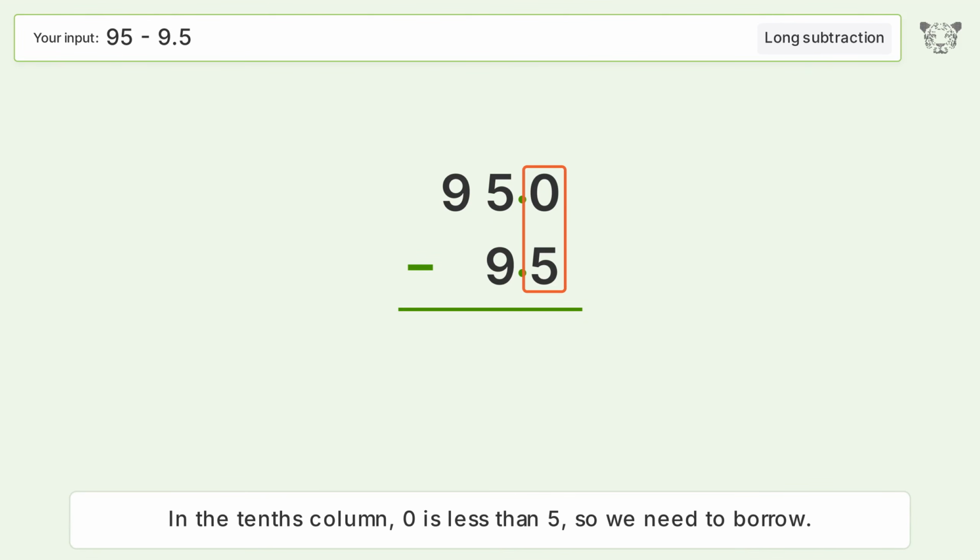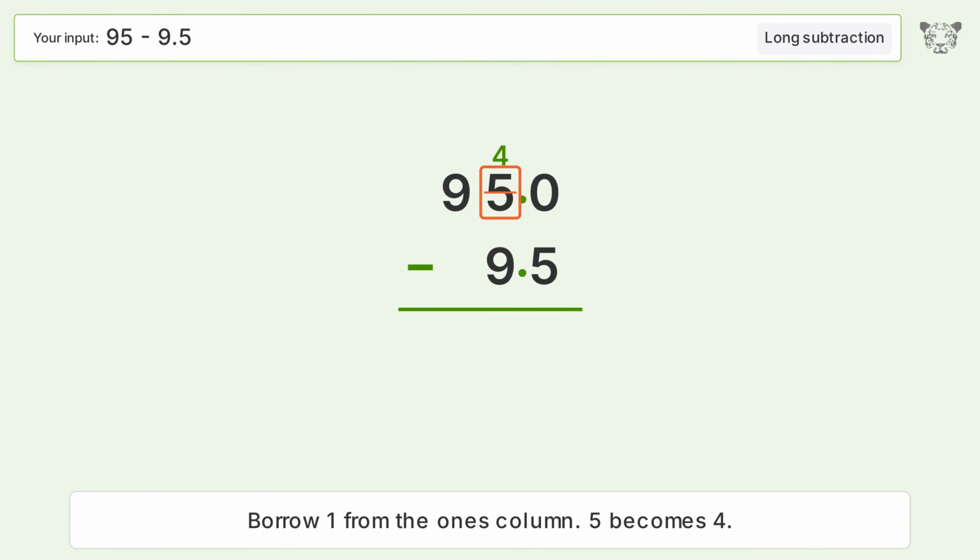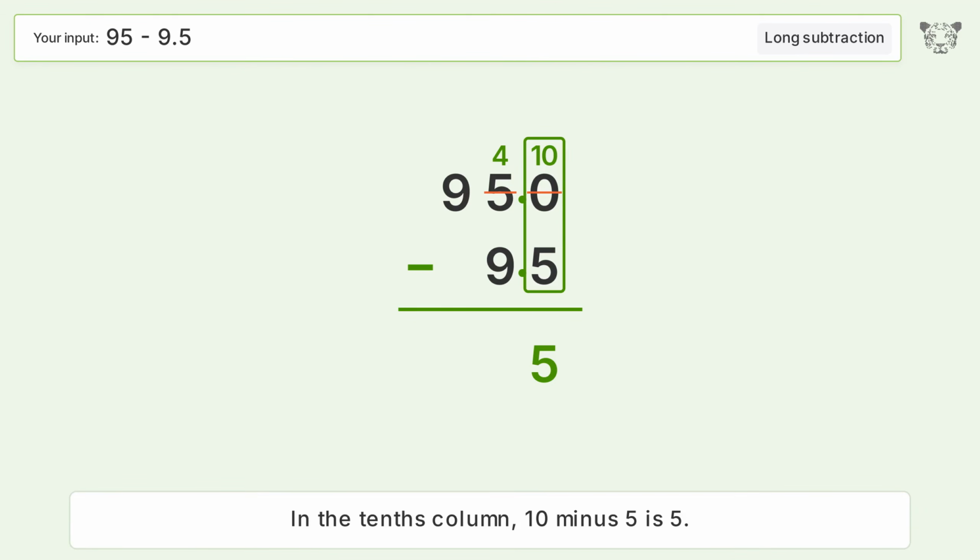In the tenths column, 0 is less than 5, so we need to borrow. Borrow 1 from the ones column. 5 becomes 4. The 0 in the tenths column becomes 10. In the tenths column, 10 minus 5 is 5.